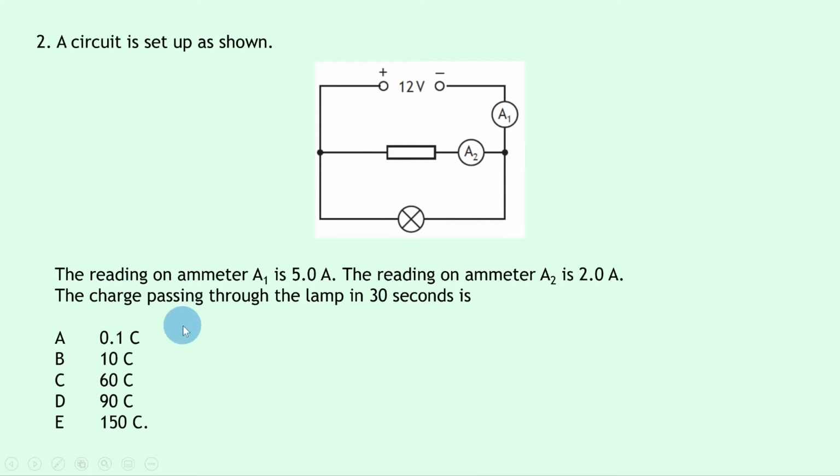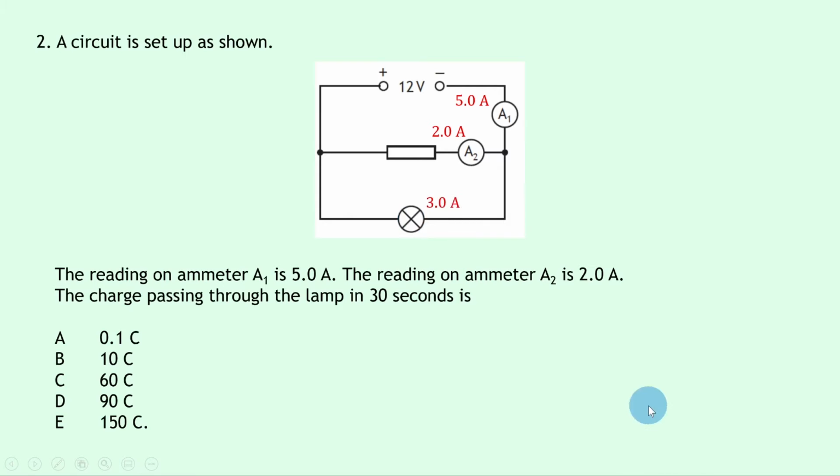Well, in order to find the charge passing through the lamp, we want to use the equation relating charge, current and time because we've got the time of 30 seconds and we want to find the charge, but that means we need to find out what the current passing through the lamp is. So if we know the current flowing through A1 is 5.0 amps and the current flowing through A2 is 2.0 amps, then the 5 amps passing through the supply will be split up into the 2 amps and the 3.0 amps along here. So that means we've got 3.0 amps passing through the lamp.